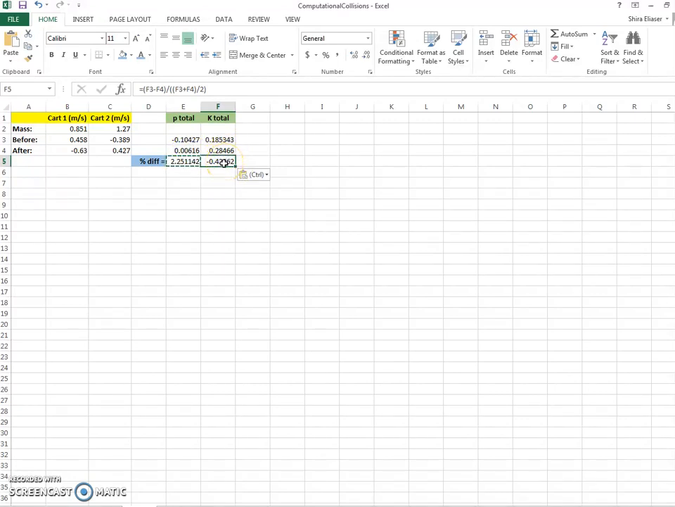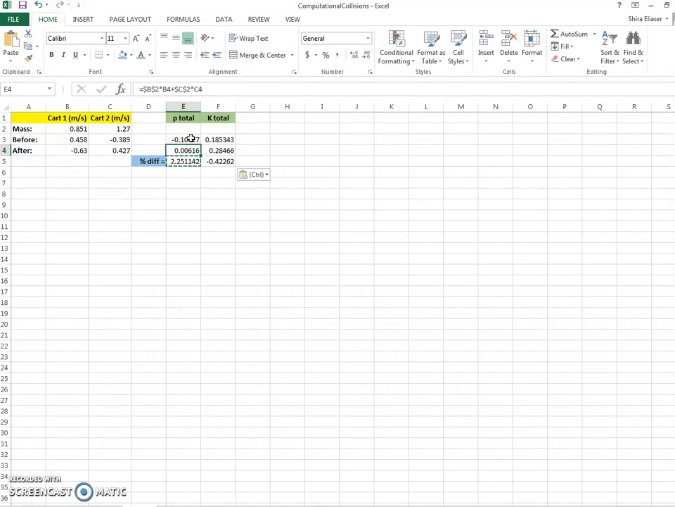Does this look like good data? Well, it's a big margin of error. More importantly, look at the totals for momentum and energy. This appears to be trying very hard to be 0. We can understand if you're trying to divide by something that's supposed to be 0, the percent difference is not going to make a whole lot of sense.